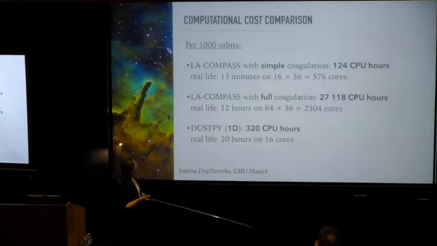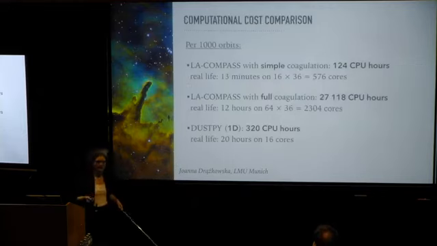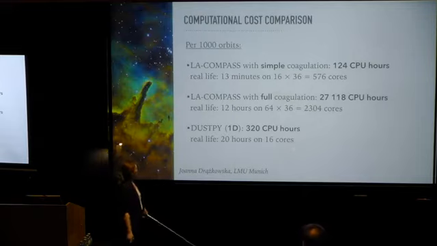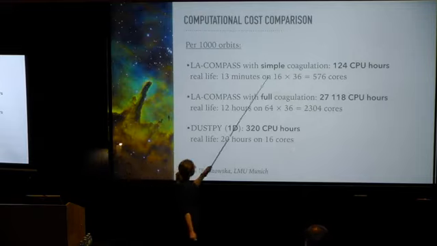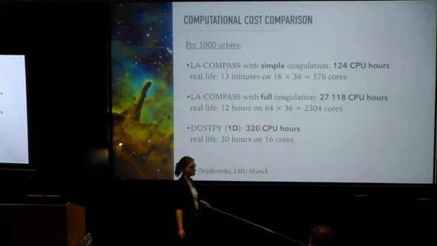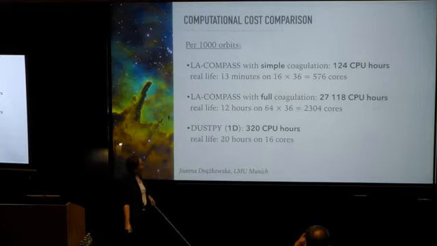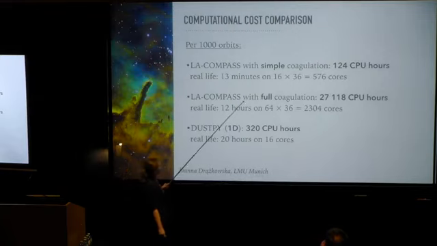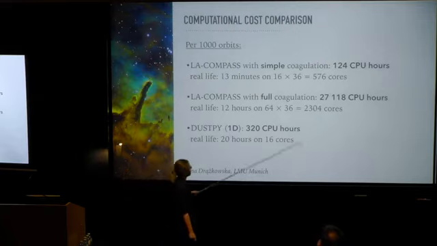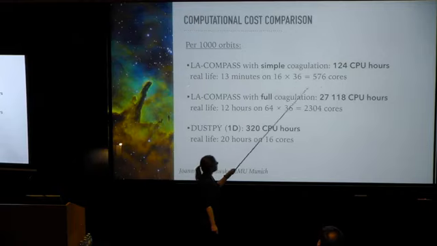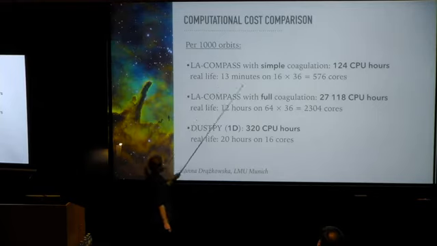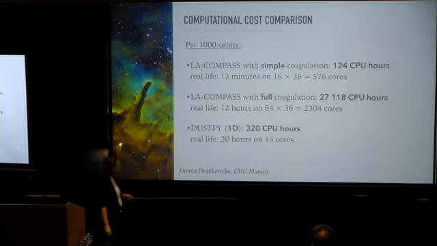And now the computational slide: how expensive is exactly including dust coagulation. So the simple method is basically as expensive as just doing single fluid, so fixed size single fluid, which for LA Compass, for the Los Alamos cluster on which I am running, which has 36 cores per node, is something like 124 CPU hours, which in real life is 13 minutes on a relatively small size simulation for Los Alamos standards.